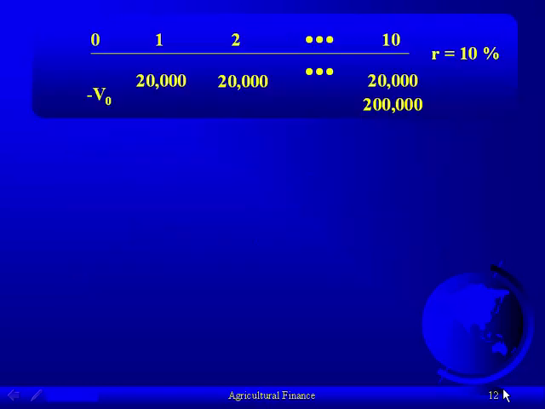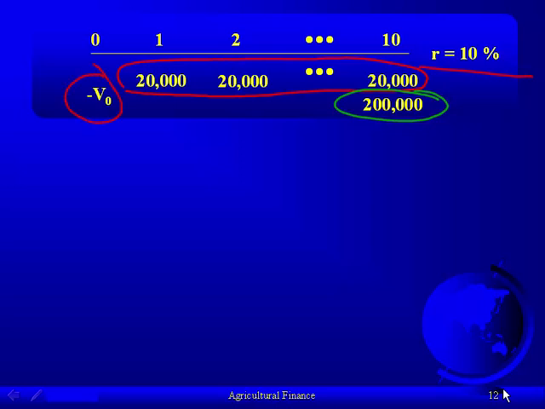Okay, let's break this out again into the timeline. And we draw our line and we see that we're going from today as our present, and we have 1, 2, all the way to year 10. And we see that in this particular case we have a series of payments of $20,000. We also see that we have a single sum amount of $200,000 at the end of 10 years. The rate is 10%, and what we want to know is how much that amount is worth today, given that there's a 10% return or 10% interest rate.